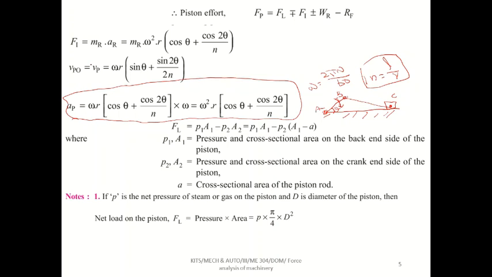If you know the acceleration, you can find out the inertia force. Inertia force equal to m into a, where m is the mass of the piston, the mass of the reciprocating object, and a is the acceleration of the piston. To find the acceleration of the piston, the formula is omega square into r into cos theta plus cos 2 theta divided by n. So this is the inertia force.